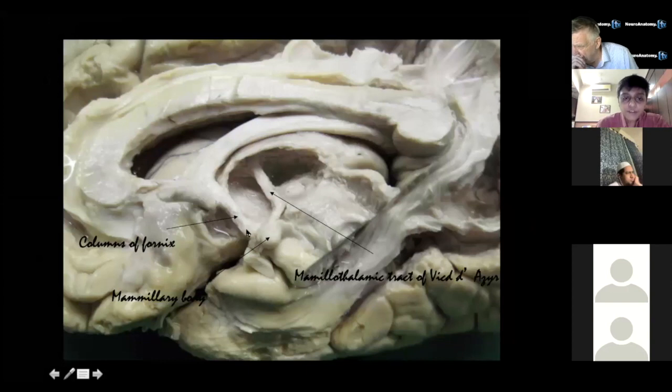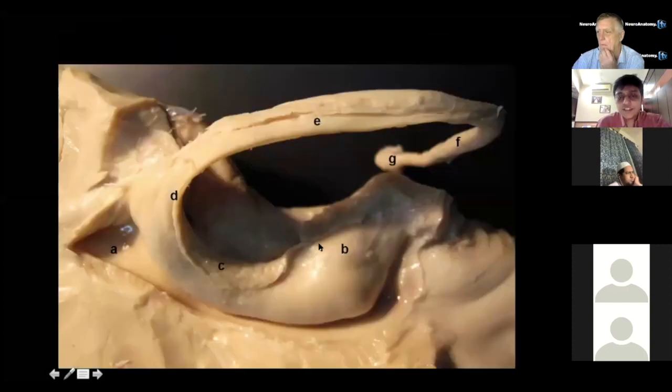So coming back to this image, we have dissected this portion of the Papez circuit. So you have the cingulum here, which is running into the radiation of the cingulum in the parahippocampal region. You have the fornix, which is coming and running and becoming the columns of the fornix here, going to the mammillary body, mammillothalamic tract, and the anterior nucleus of the thalamus. So the next structure that we will see is the hippocampus.